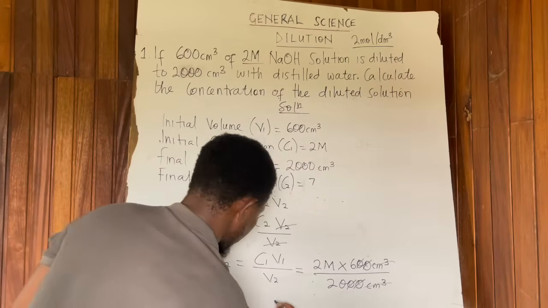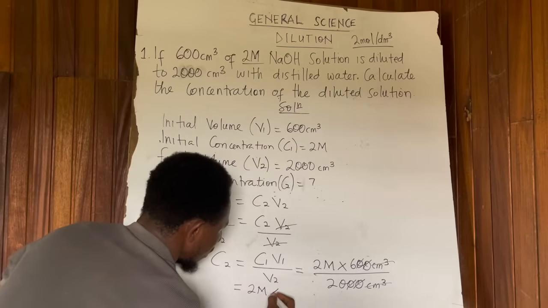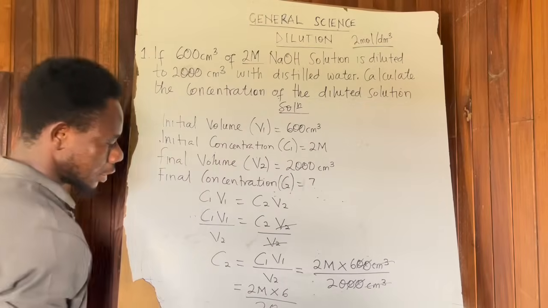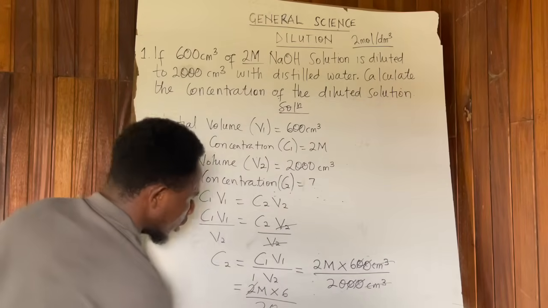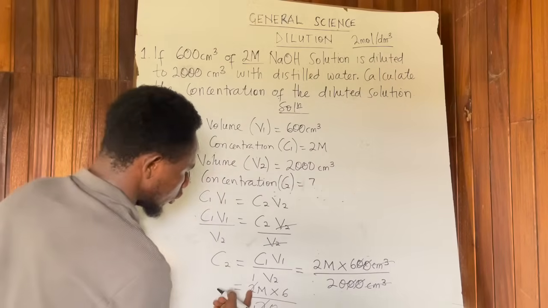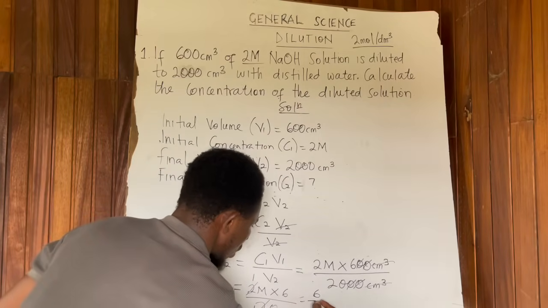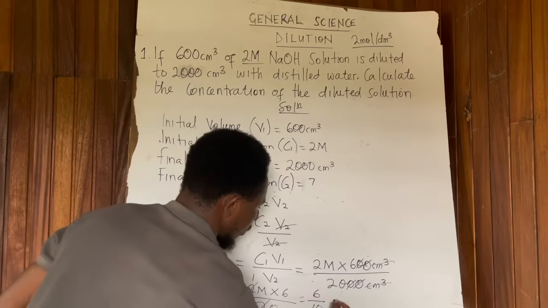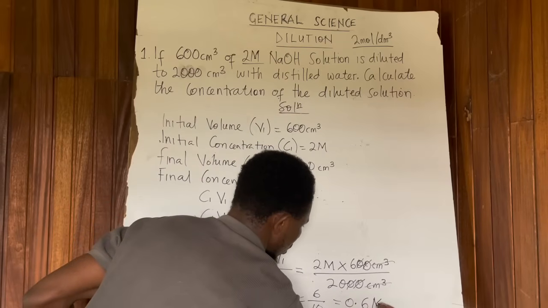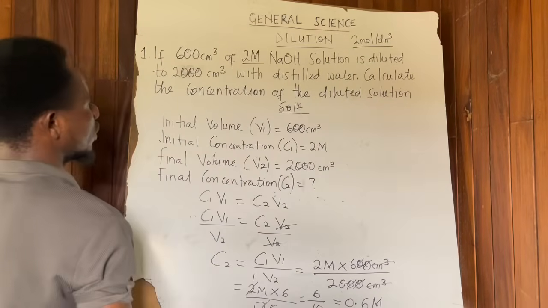Now we are going to get 2 molar times 6 on 20, right? 2 goes here, 1, 2 goes here, 1. So 2, 10, 20. So you are going to get 6 on 10, which is the same as 0.6 mole per dm cube or molar. This is our final concentration.